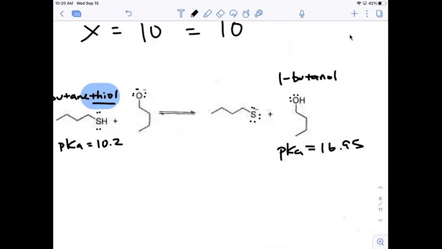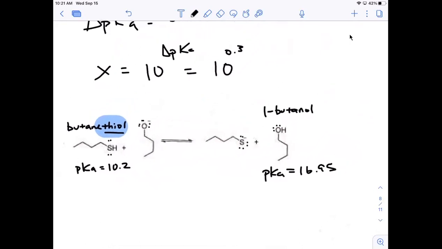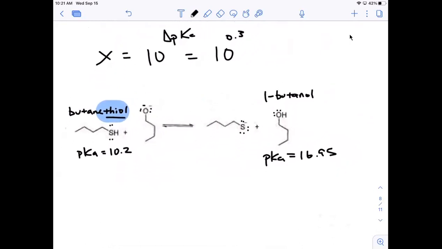Right. So there's a gap of almost 7. In this case, it'll be 10 to the 7th that is the difference in pKa. All right, so let's do that. X equals 10 to the difference in pKa. This is going to tell me how much more acidic one is than the other. And then I'm just going to round up to 10 to the 7th.